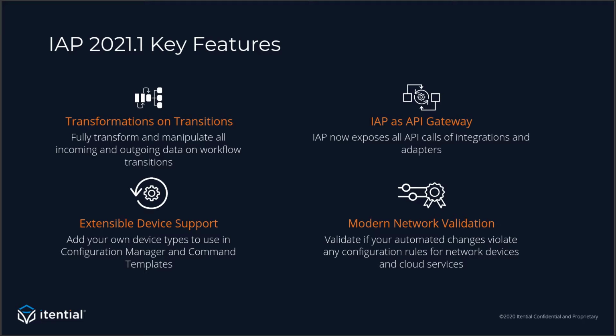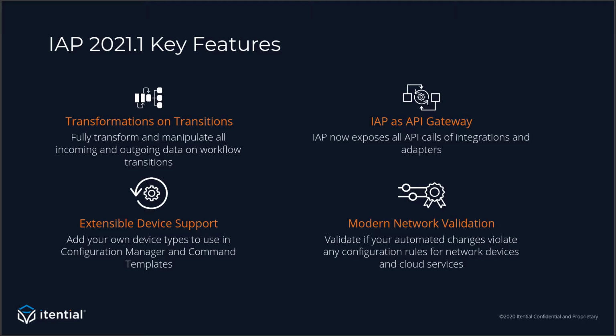I already mentioned the extensible device support, which is definitely a big effort and a big new feature that we've added in 21.1. And then we've also made some changes in terms of network validation. What we mean by that is instead of retroactively saying, oh, a change that I made to the config of the device pushed that device out of compliance, we've now also enabled tasks that do network validation before you actually push config to a device.